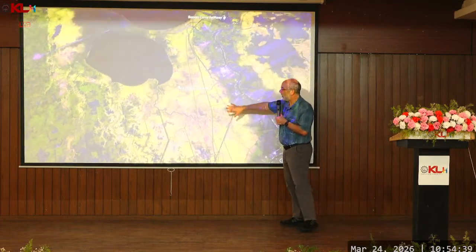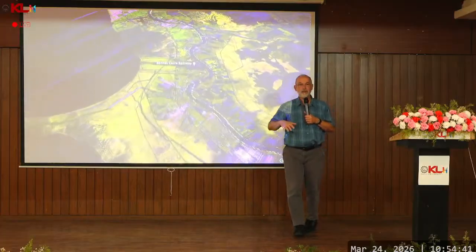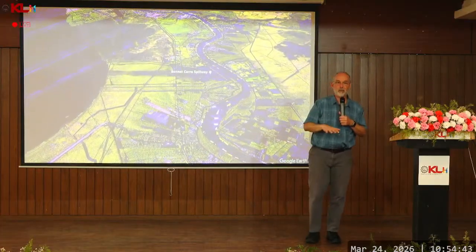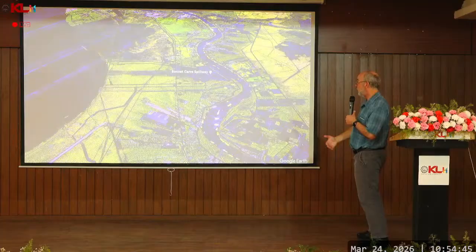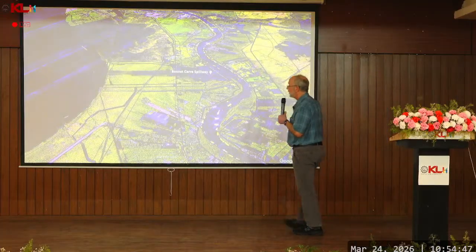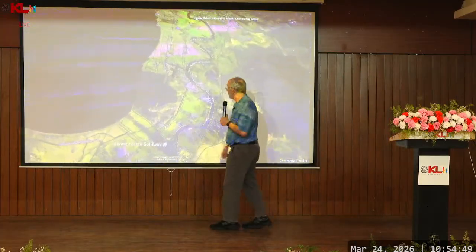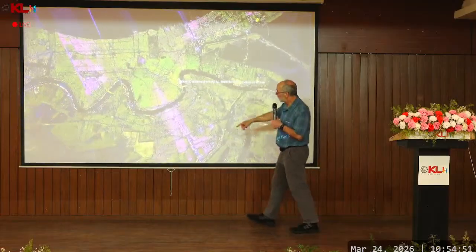This yellowish area is swamp, meaning it is flooded. There's lots of water under there. You're getting double bounce scattering. Here's another area that's similar to that. And this is a beautiful pattern.